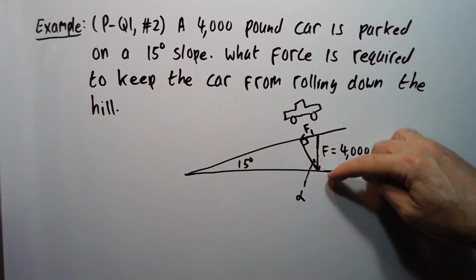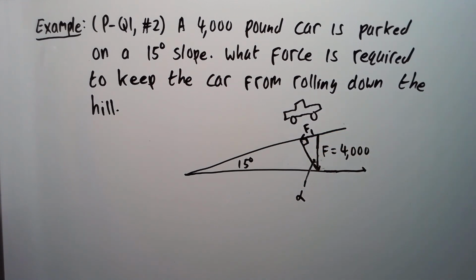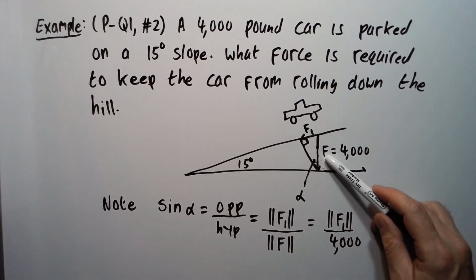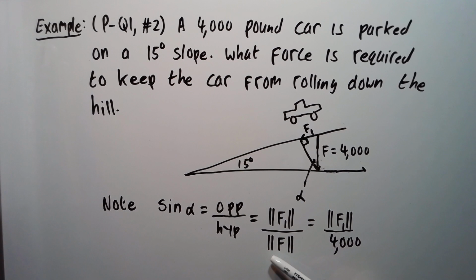So looking at this little right triangle here, looks like the F1 is opposite to this angle alpha. Okay, so we can then say sine of alpha. So by definition, sine is equal to opposite over hypotenuse. Let me write it here. So we have our sine of alpha opposite over hypotenuse. So it's going to be the magnitude of F1 divided by, here I said F equals 4,000, I really mean the magnitude of F. So the magnitude of F1 is what we're looking for, divided by 4,000.